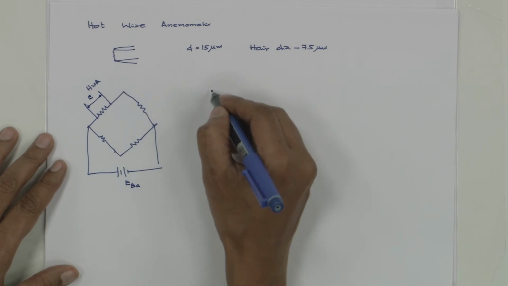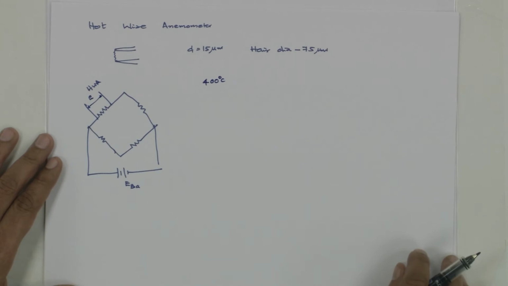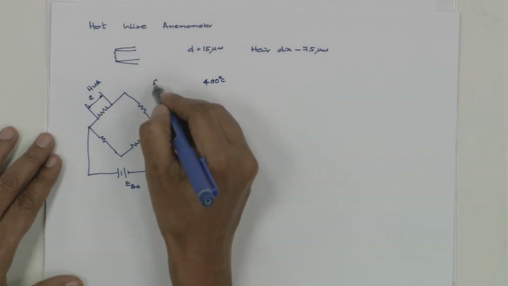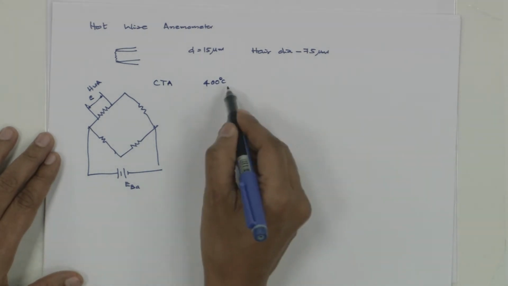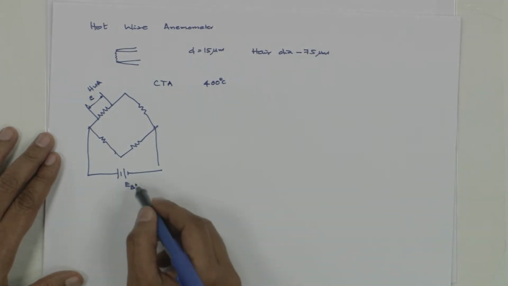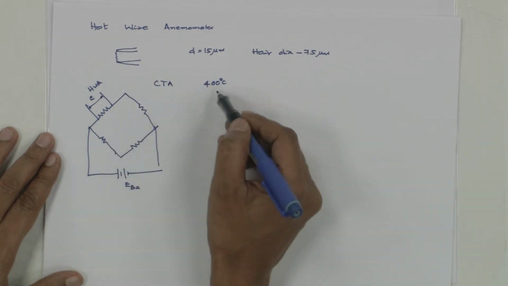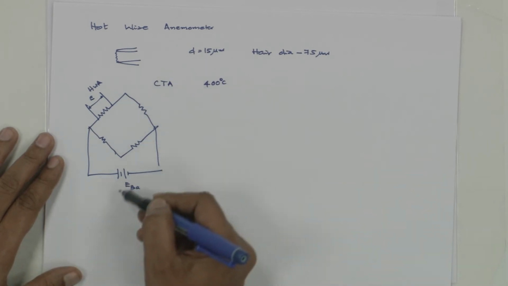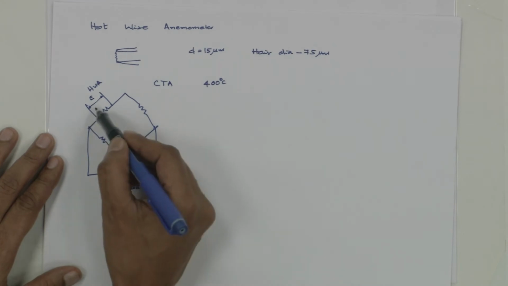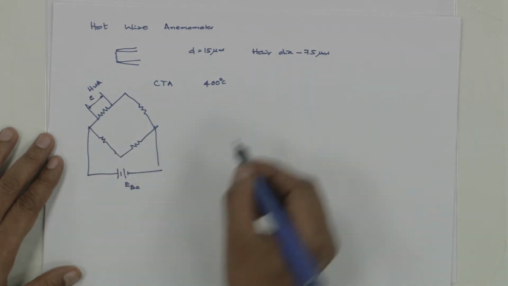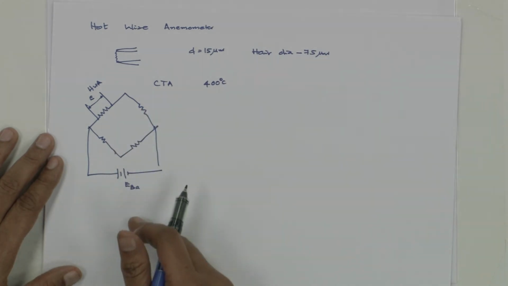Now it is initially maintained at 400 degrees Celsius, let us say. It is maintained at a constant temperature. This is what is called a CTA, constant temperature anemometer. So maintained at 400 degrees Celsius, you have supplied some supply voltage. Now you put this wire in the flow, what happens? The wire gets cooled. You have to bring back this wire to the same temperature, 400 degrees Celsius. To do that you supply some additional voltage. So there is a change in the voltage output because of the change in the supply.